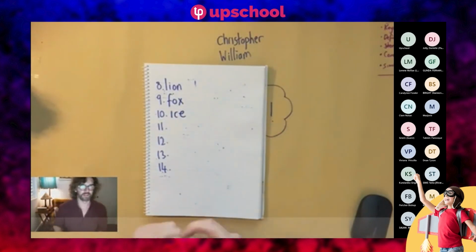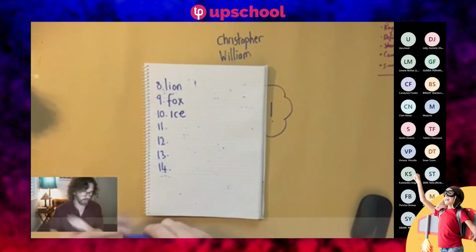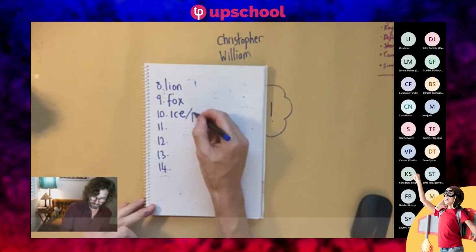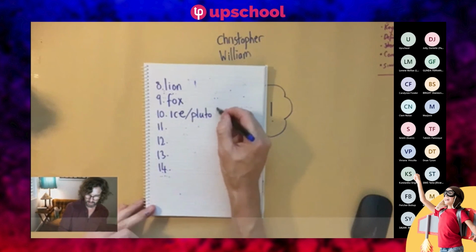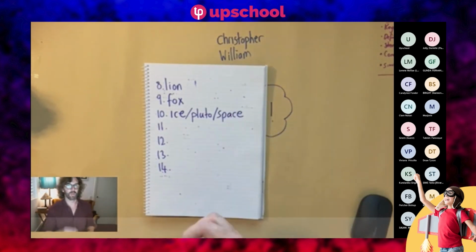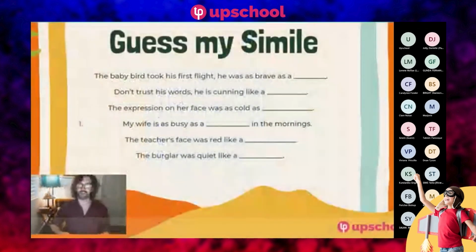As cold as ice. It isn't the coldest thing in the world, you're right. There are other cold things, but this is the one that I had. I will also accept if you put as cold as Pluto or as cold as space. Those 3 I will accept as a right answer for this one. So give yourself a tick if you got that right. Let's go back to number 11, everybody.